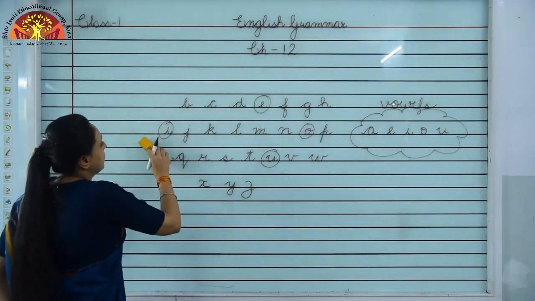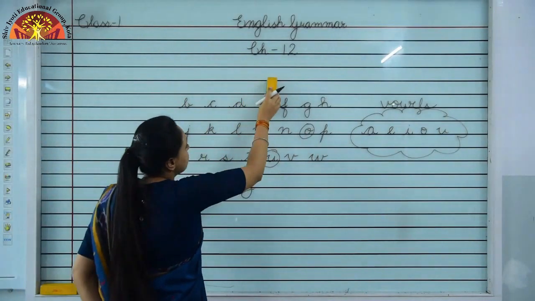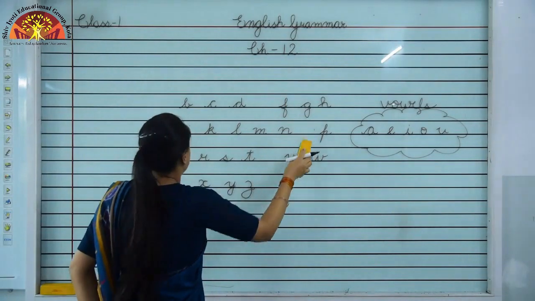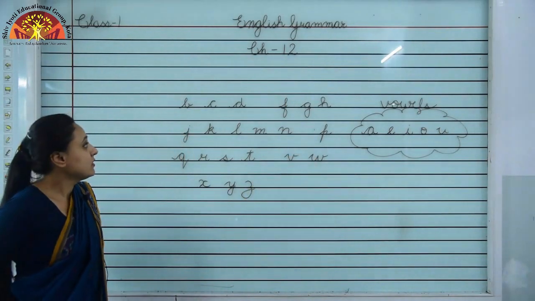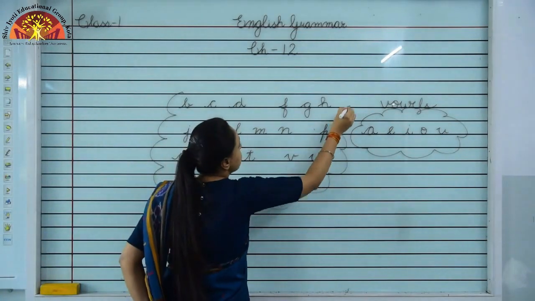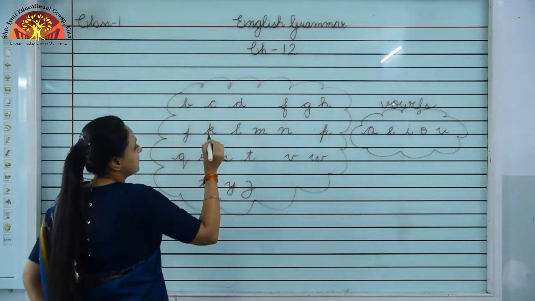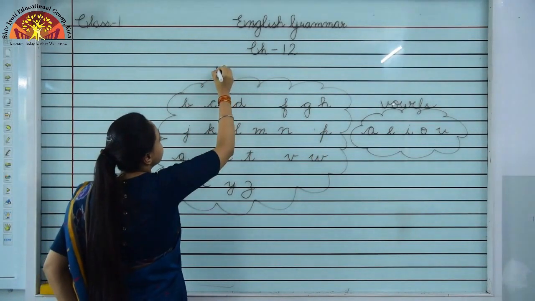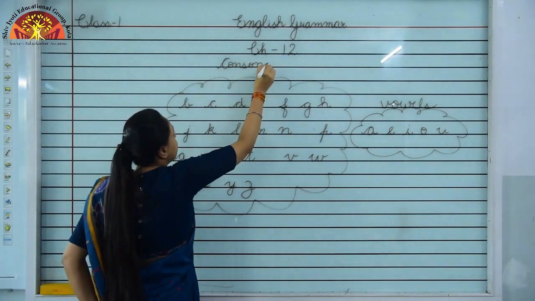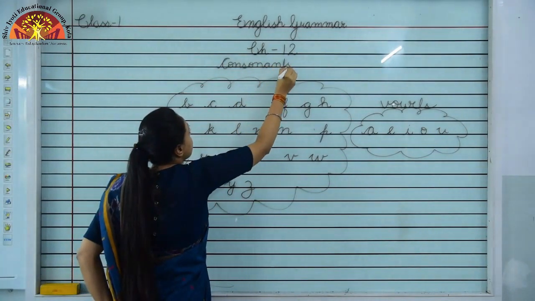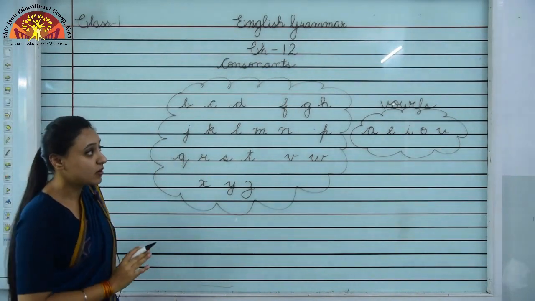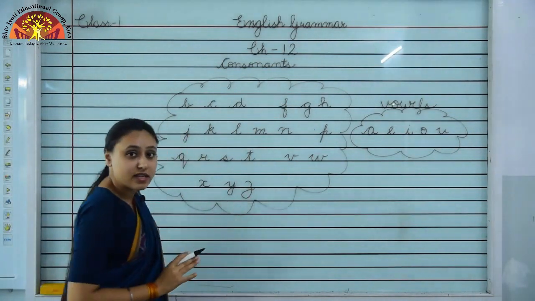Now we learn about consonants. So here, the rest of the letters in an alphabet are all consonants. These all are consonants. C-O-N-S-O-N-A-N-T-S, consonants. Okay children, the rest are all consonants. I hope vowels and consonants are clear to you.